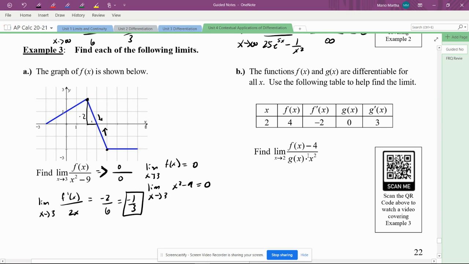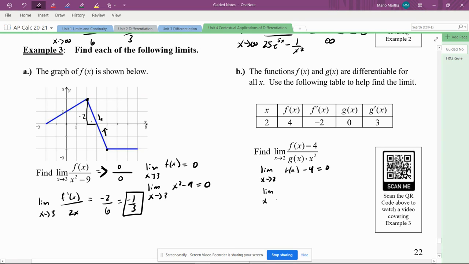And then part B. Now we're looking at a table. The functions f of x and g of x are differentiable for all x, so we'll use the following table to find the limits. If we want to figure out the limits as x approaches 2, we're going to have f of x: 4 minus 4 equals 0. And that's been established.